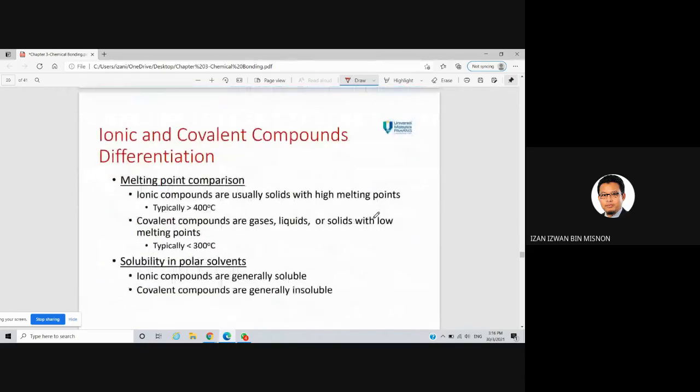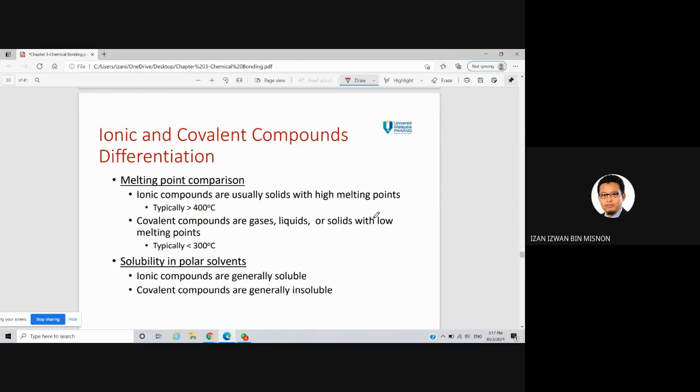Okay, now we complete all the discussion on bonding. We already discussed that we have ionic and covalent compounds. Ionic means bonding that forms between non-metal and metal, and covalent compound is non-metal with non-metal. So as a general comparison, for melting point comparison, ionic compounds are usually solid.